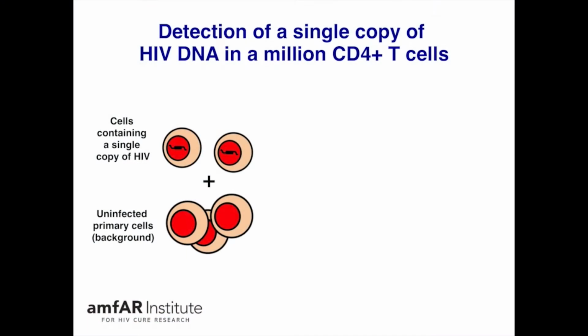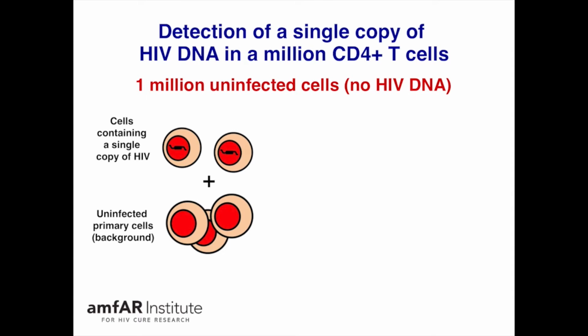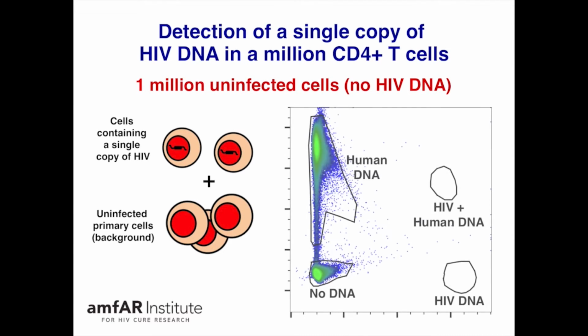So the first example I'll show you is starting off with just 1 million uninfected cells. So there's no HIV DNA in this picture whatsoever. And I know probably a lot of you are not familiar with reading this type of plot, but I'll explain it to you. I think it's pretty simple. Each one of these little pixels or points that you see right there is an individual droplet, okay? And those droplets are in one of 4 character states.